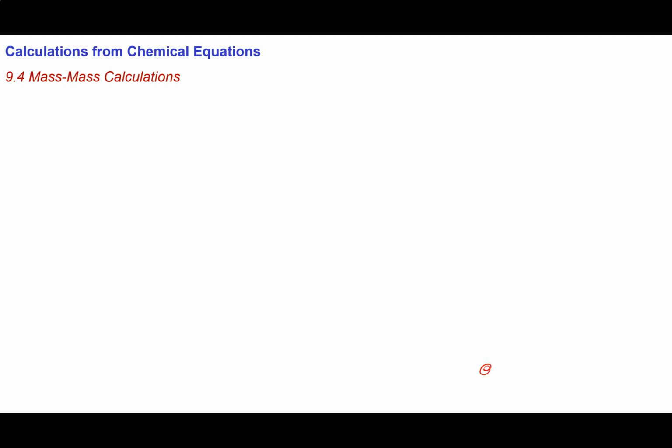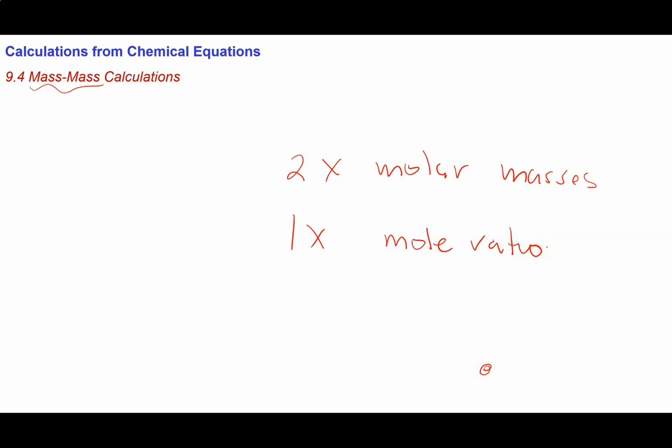So the next type of calculation we're going to look at is a mass-to-mass calculation. This is probably the most common calculation that we ever do in chemistry, and it involves using two conversion factors. We're going to use 2 molar masses, but we're also going to use 1 mole ratio. So in total, we're going to have 3 conversion factors every time we do one of these. 2 of them are of the same type though, 2 molar masses, and then 1 mole ratio. These are not too tricky once you realize that they all follow the same pattern.